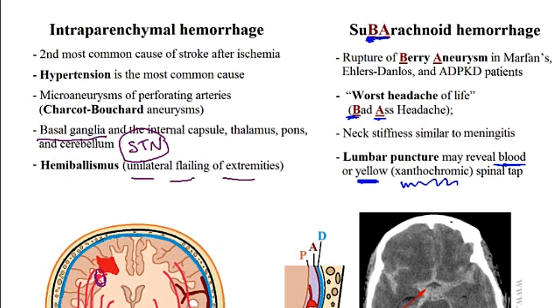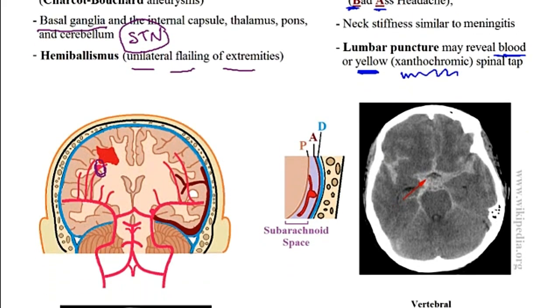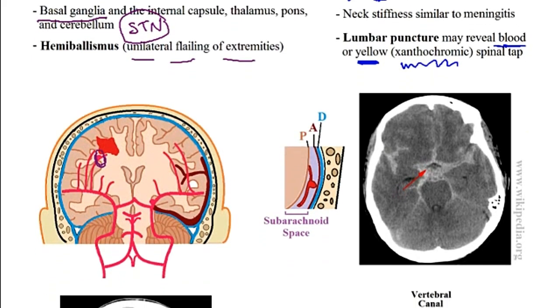So let me show you some visual examples. So here is an example of a berry aneurysm in the circle of Willis, and if this berry aneurysm breaks, then it will release the blood in the subarachnoid space. So here you can see how the blood has covered all the subarachnoid space. And then the breakdown product of this blood can cause aseptic meningitis. So these patients can present with the neck stiffness.